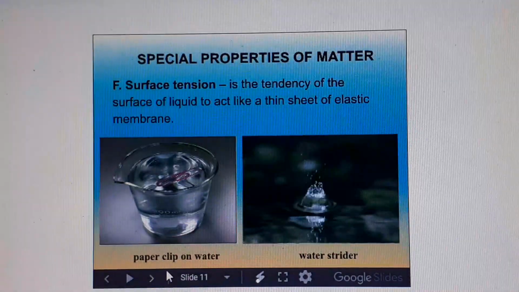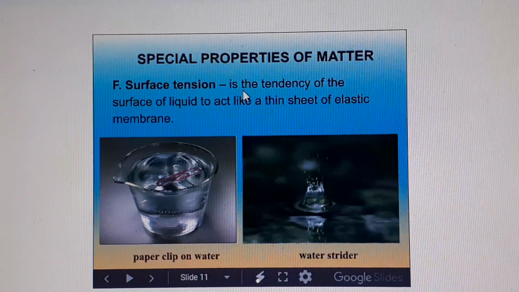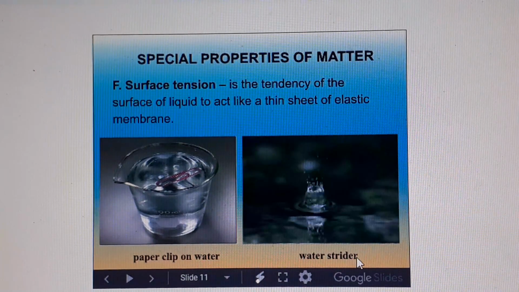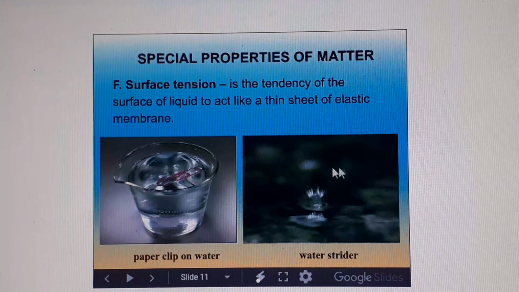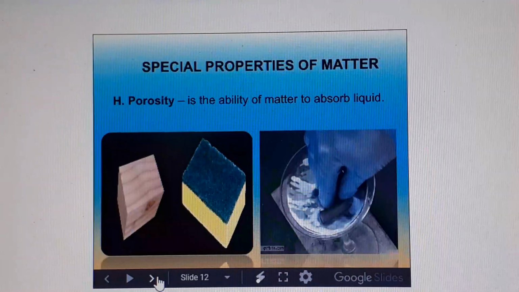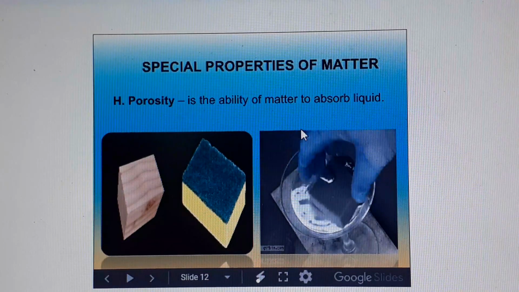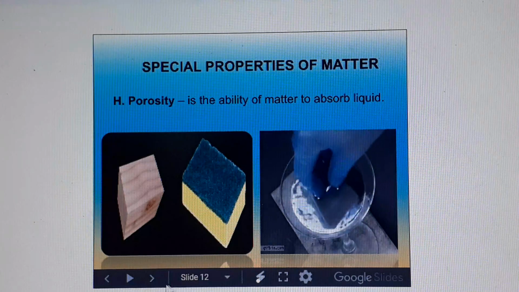Next is surface tension. It is the tendency of the surface of a liquid to act like a thin sheet of elastic membrane, like a paperclip on water and a water strider. This is a species of spider, the water strider. Next, porosity. It is the ability of matter to absorb liquid, like sponge and wood.